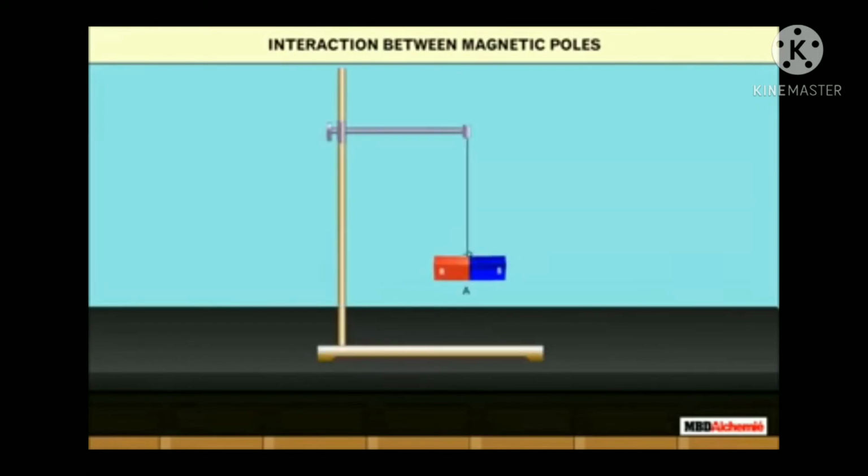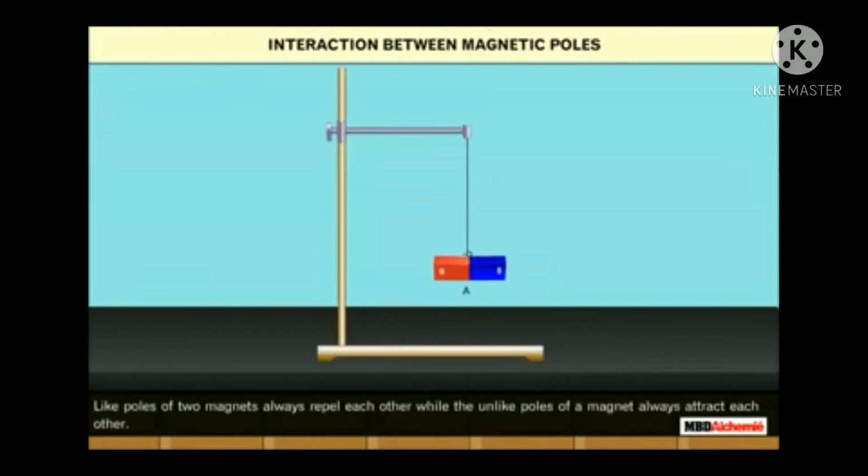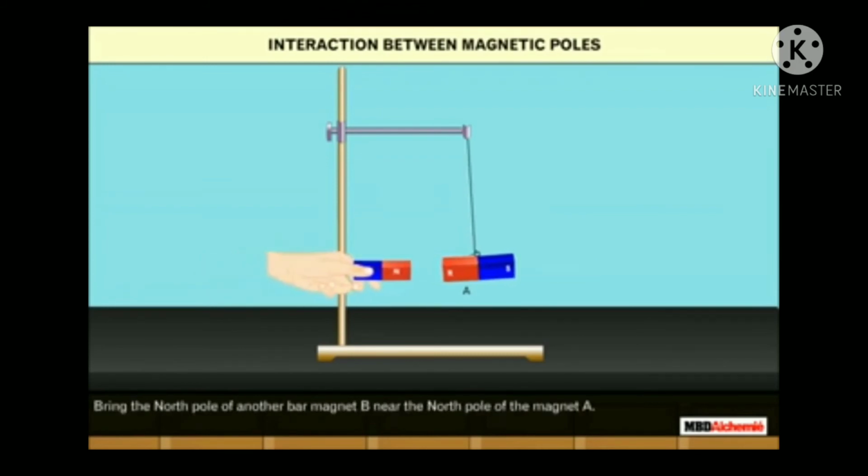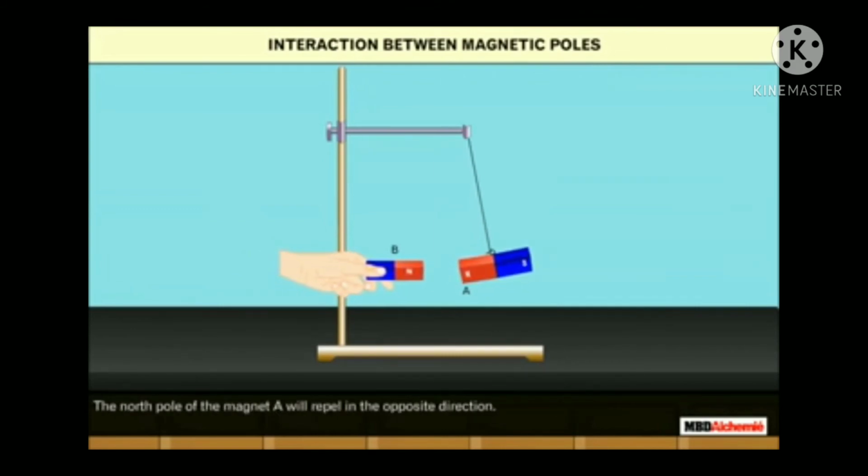Now let us learn one more interesting property, the interaction between magnetic poles. What is that property? Like poles of two magnets always repel each other, while unlike poles of two magnets attract each other. Now how? Let us perform an activity for it. Take a bar magnet A and suspend it from a wooden stand.